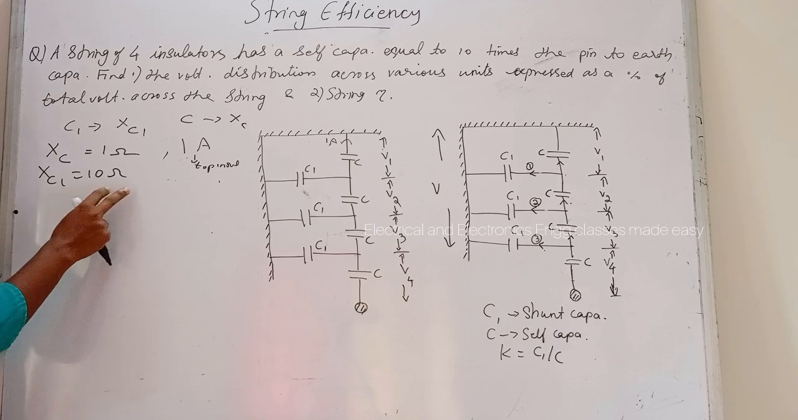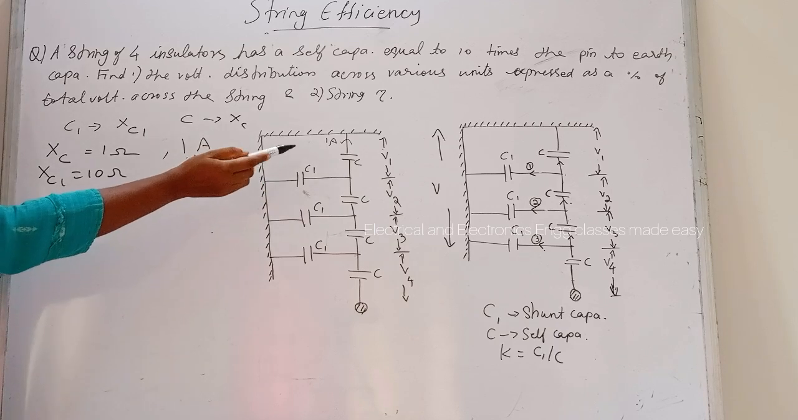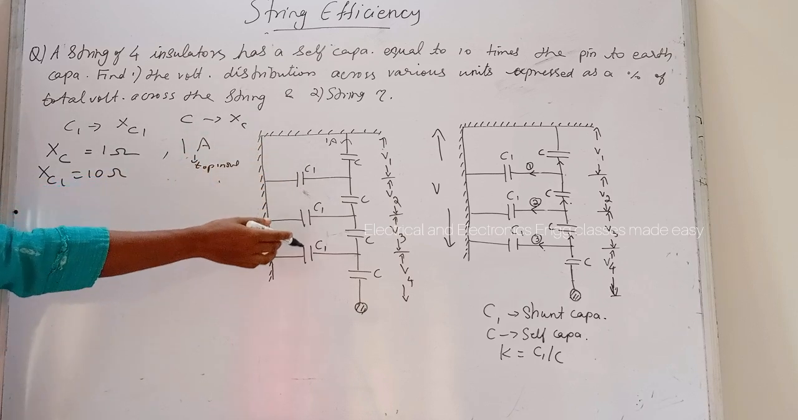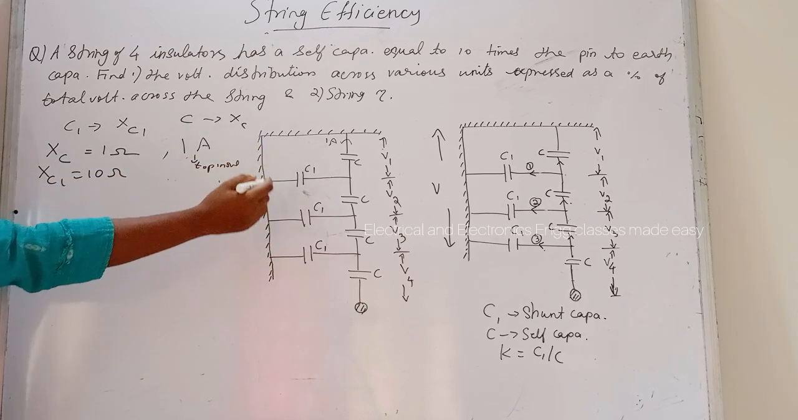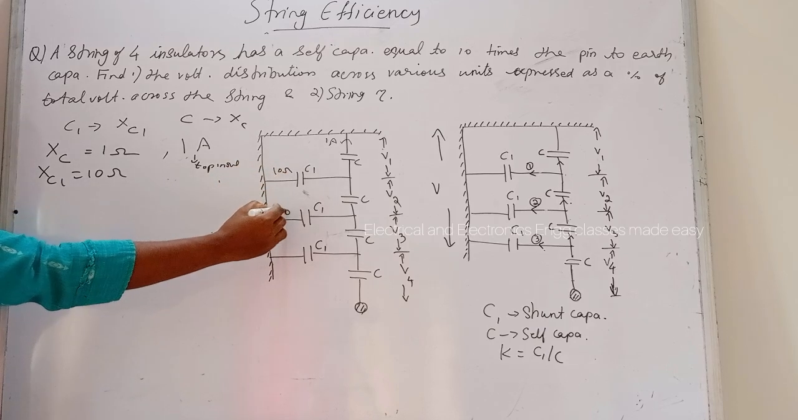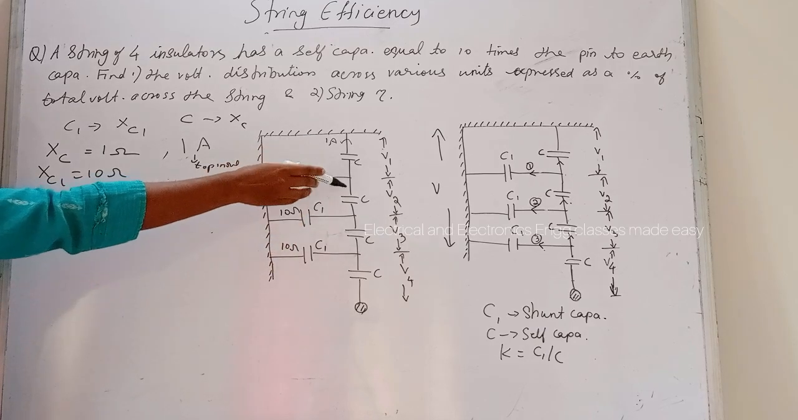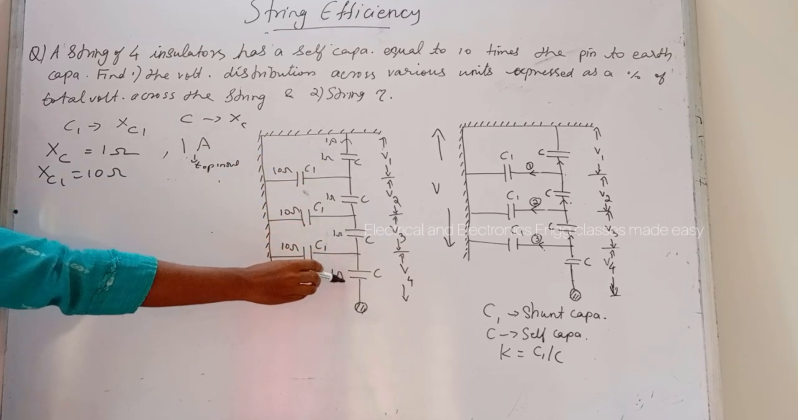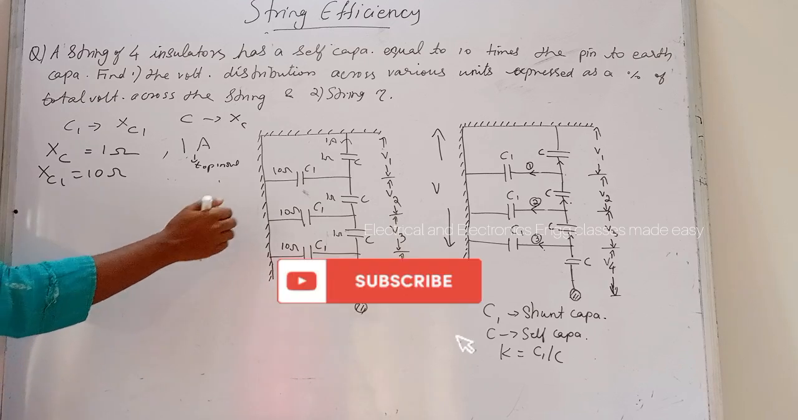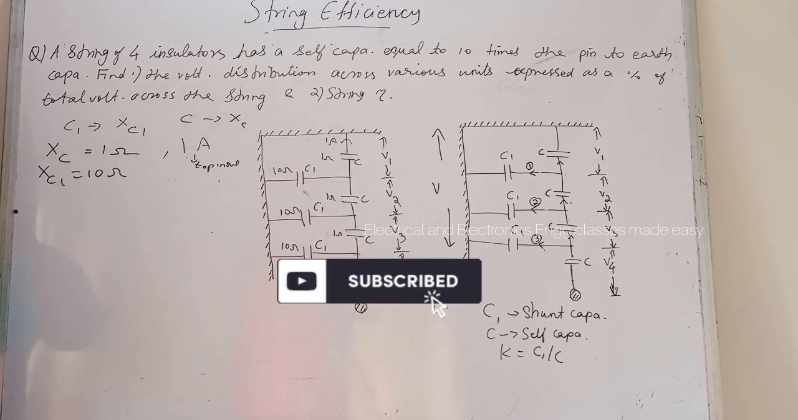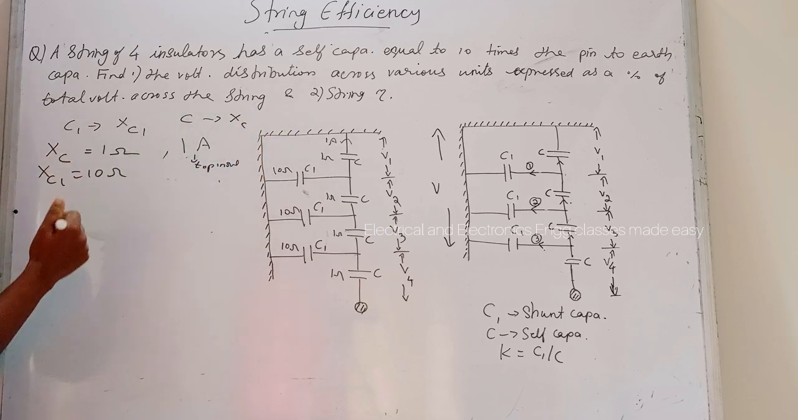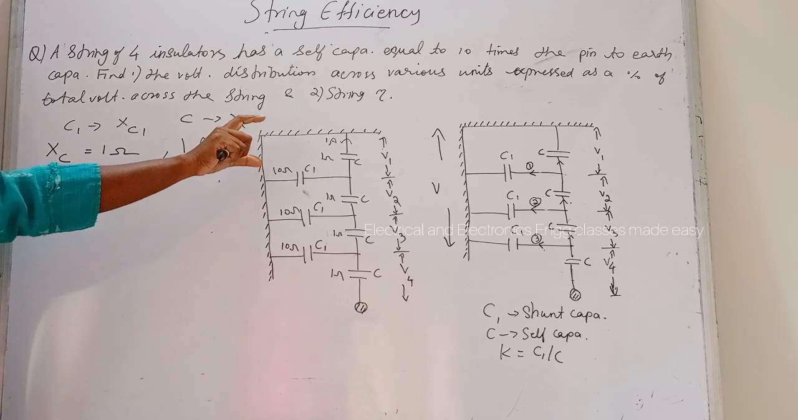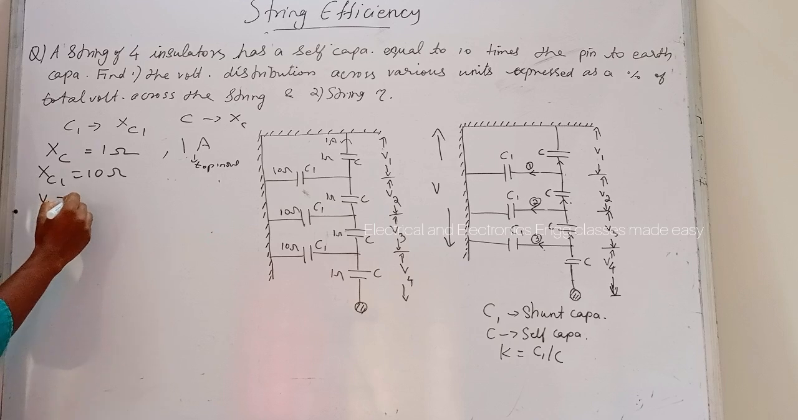So here XC1 is 10 ohm, and the current is 1 ampere. All these are represented in reactance form. So these are 10 ohm, 10 ohm, 10 ohm, and here the reactances are 1 ohm, 1 ohm, 1 ohm and 1 ohm. Now if this current is 1 ampere, then what will be V1? V1 will be equal to current into that reactance, that is 1 into 1, equal to 1 volt.